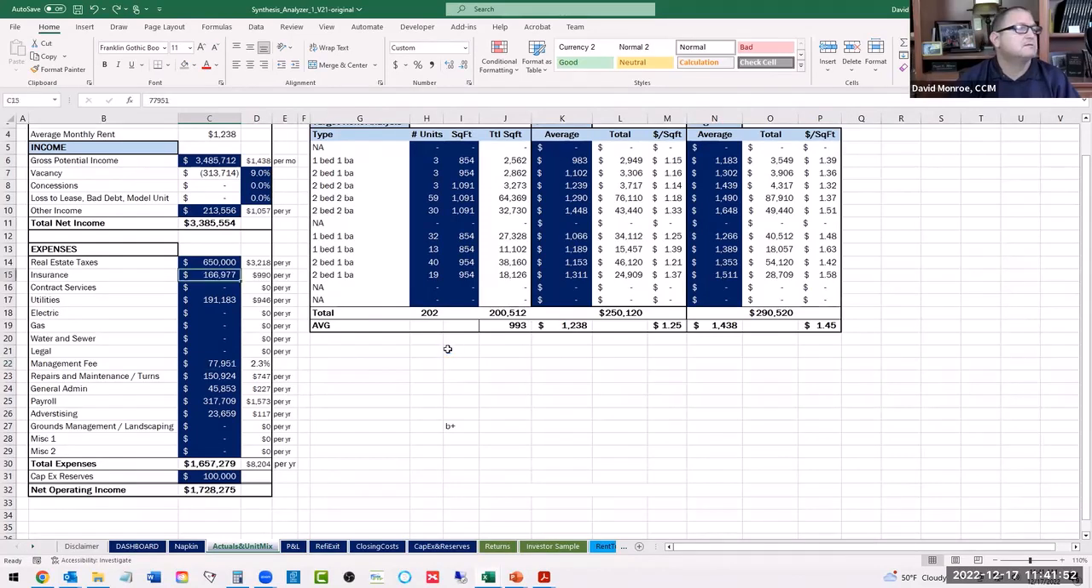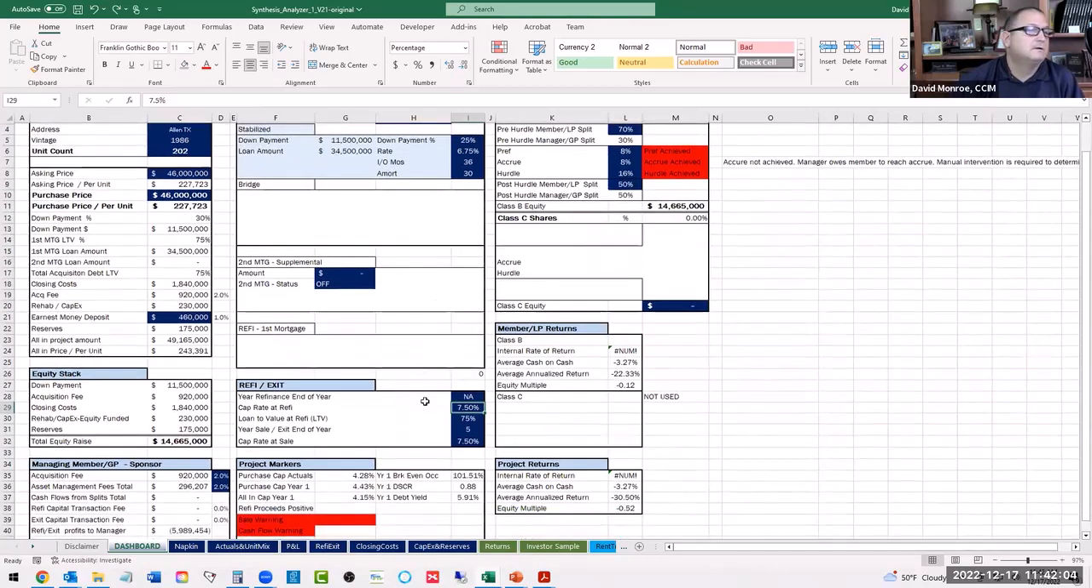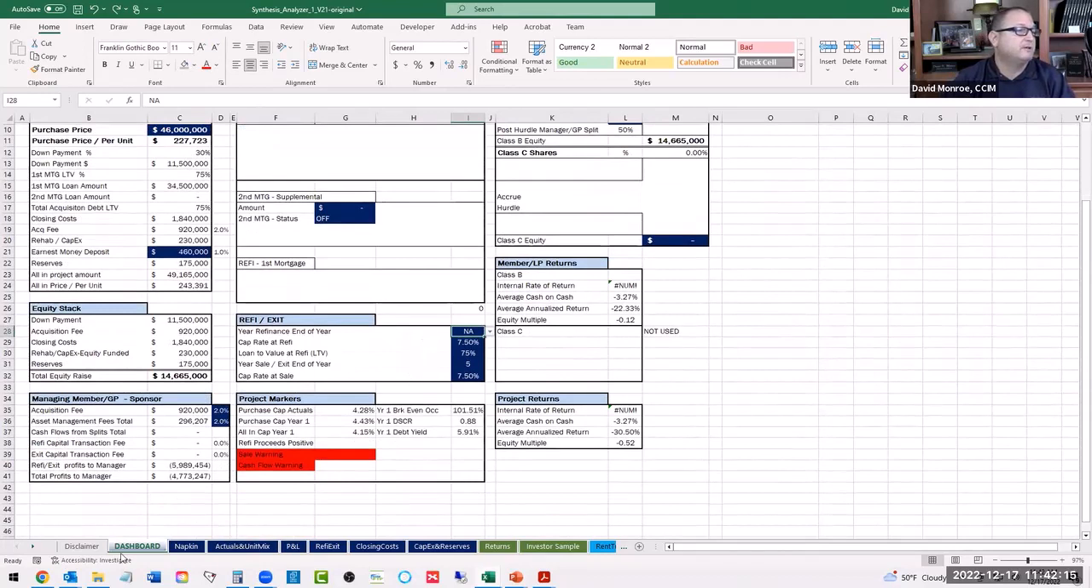All right, there we go. Got it. Because I changed the cap, even though we're not refinancing. All right. So now let's go back and do this again.